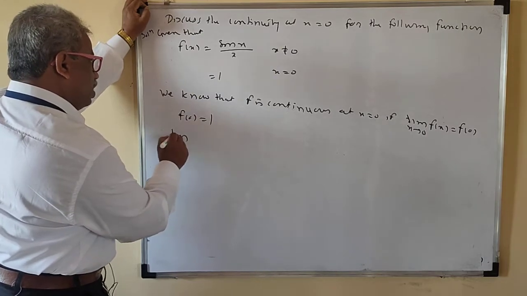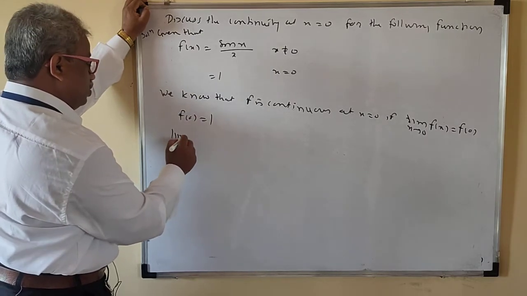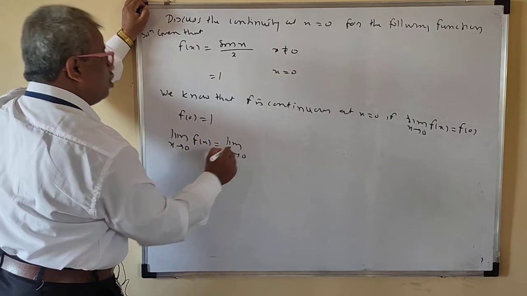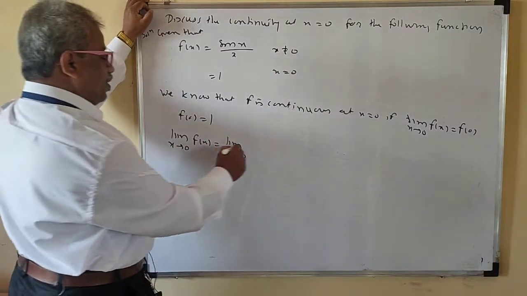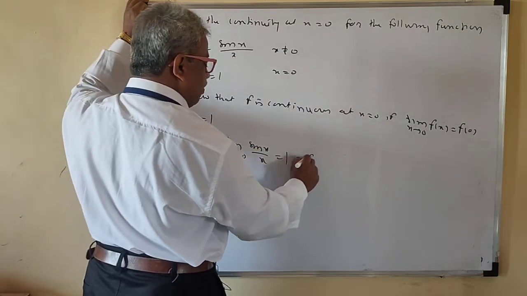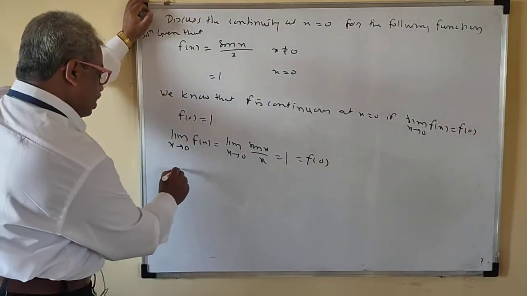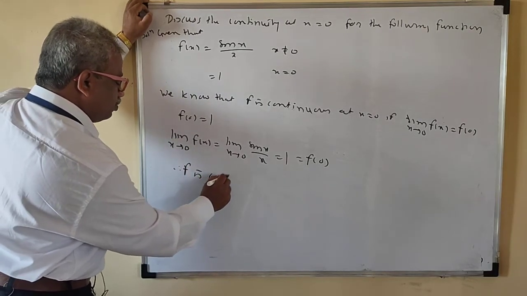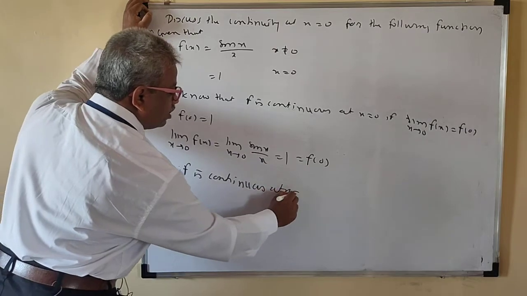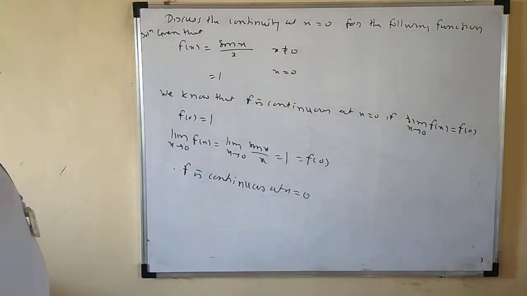Now here, x not equal to 0, no problem for this one. So directly we can find the limit x tends to 0 of sin x upon x. So you know that this is 1 and this is the same as f of 0 now. So therefore f is continuous at x is equal to 0. So the problem is over now.